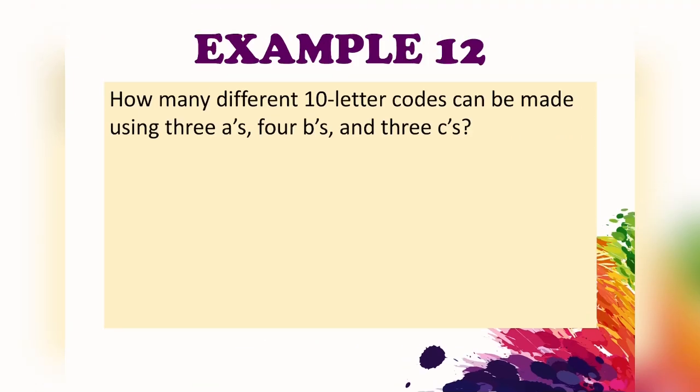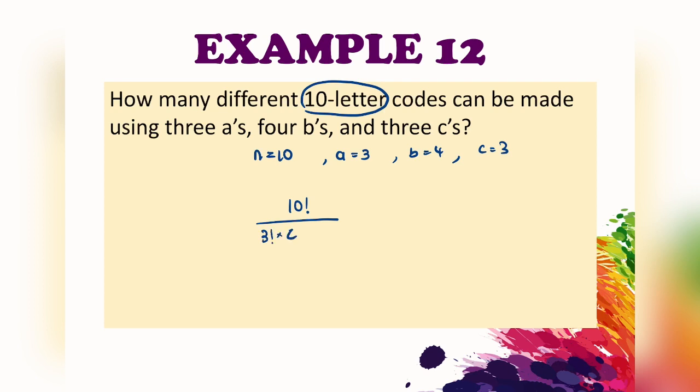Final example for this video. How many different 10-letter codes can be made using 3 A's, 4 B's, and 3 C's? I believe you already know what your working steps will be. A 10-letter code means n equals 10, and we have 3 A's, 4 B's, and 3 C's. So it will be 10 factorial divided by 3 factorial multiplied by 4 factorial times 3 factorial. And the answer that we get will be 4,200.